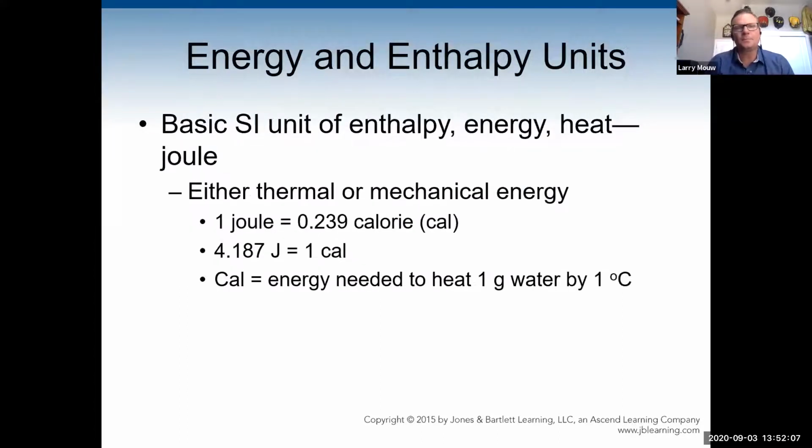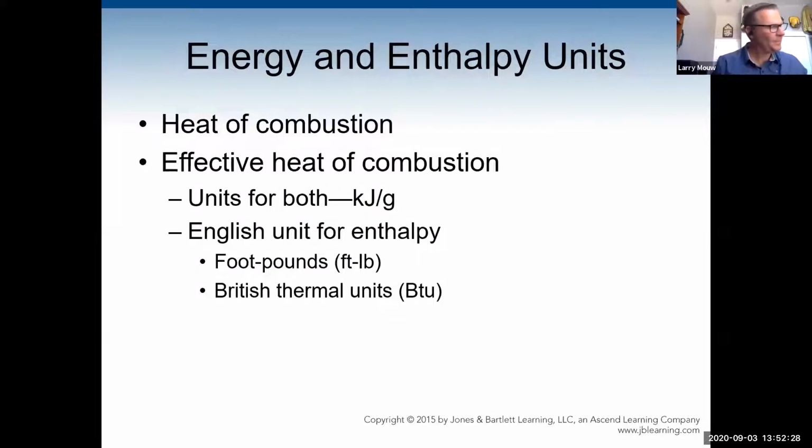So as we look at these, we see that the unit of measurement for these is a calorie, or a joule. The calorie equals the energy needed to heat 1 gram of water by 1 degree Celsius. Then we talk about the heat of combustion, effective heat of combustion, and this may be foot-pounds or BTUs. This is going to be, you know, what's given off. That heat of combustion is that amount of heat that's given off as something burns.